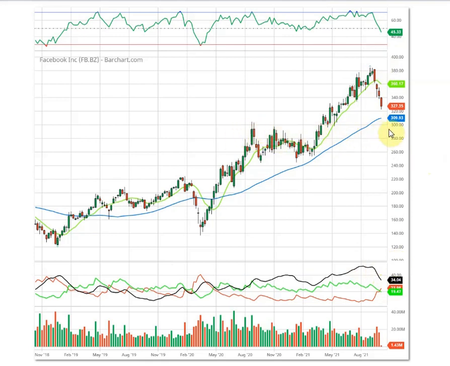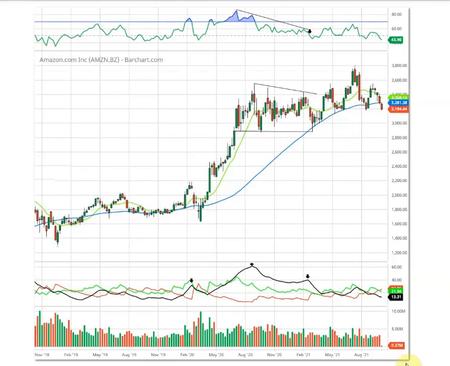How far can it go? Well, it looks like the next support level is 300. But we're going to have to watch this one very closely. This one is looking more and more bearish by the day.